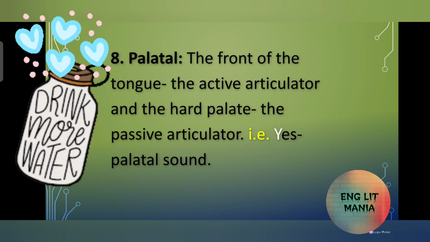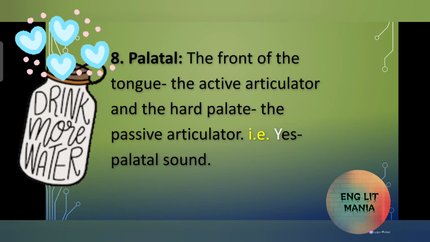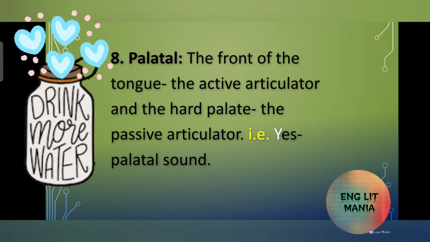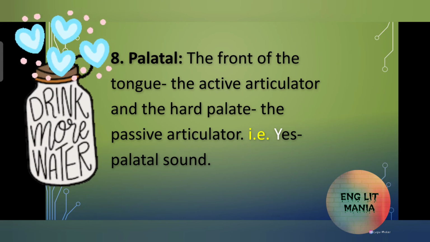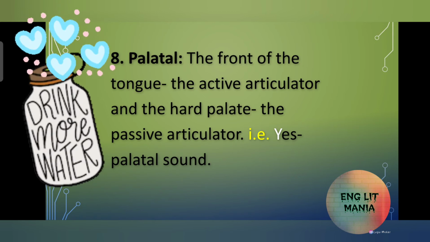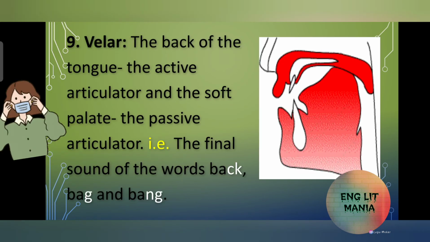That is what retroflex is. The next type is palatal. Here the front of the tongue is the active articulator and the hard palate is the passive articulator. For example, the initial sound of the word yes. And the ninth one is velar. In this sound, the active articulator is the back of the tongue and the passive articulator is the soft palate. For example, the initial sound of the words back, bag and bang.